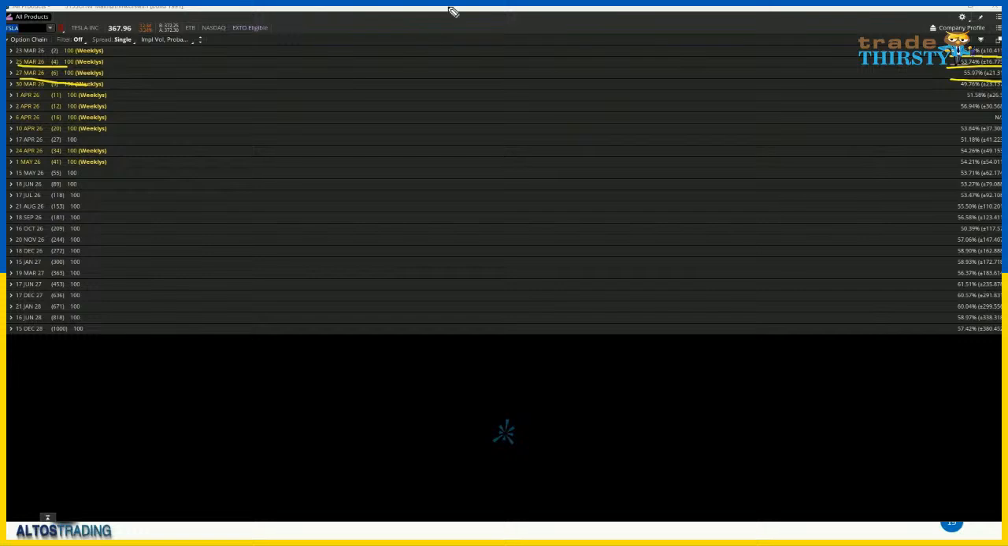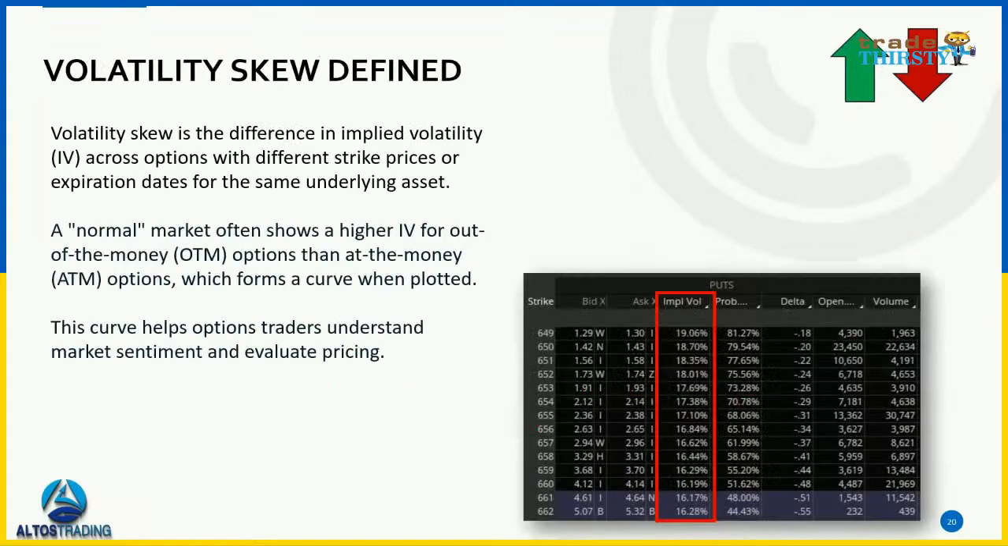So I'm simply using the expected move to reverse engineer the selection of my expiration cycle and making sure that I'm choosing the correct expiration cycle. So that's a little expiration cycle hack for you. All right, so let's get back to it.